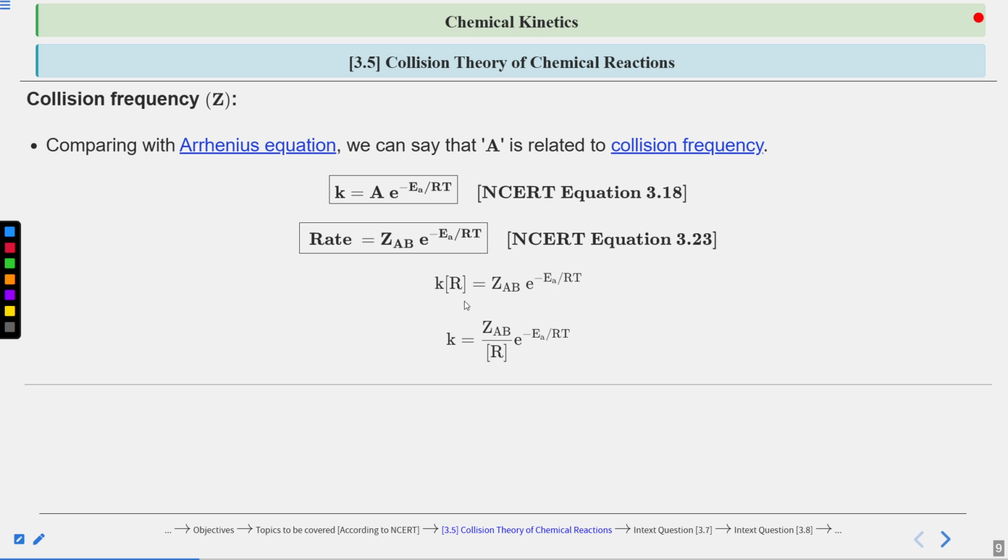If you want to determine the K value, the rate constant, by using the rate of reaction given by collision theory, then K, the rate constant, equals the collision frequency of the reactants ZAB divided by the reactant concentration, multiplied by e to the power minus EA by RT.